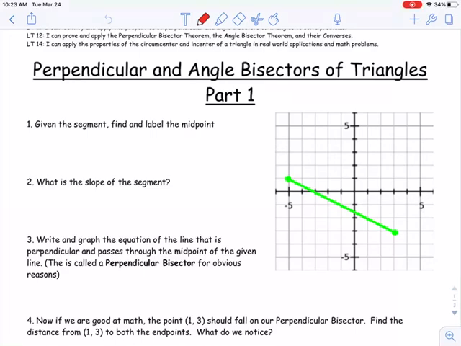Okay, students, so we're here talking about the perpendicular and angle bisector of triangles, part 1.